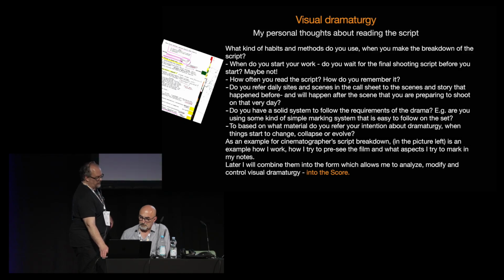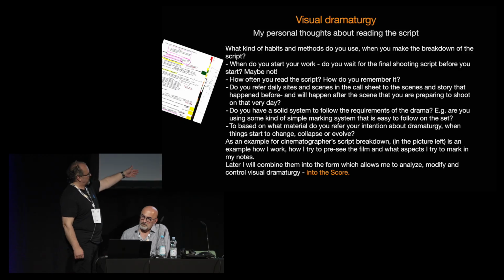And here's one example of the script breakdown, how I do it. I use different colors and mark only the key shots in the script. Color markings in the scene titles, for example, mark the time of the day, and the color bars on the right-hand side mark the equipment which I'm planning to use.